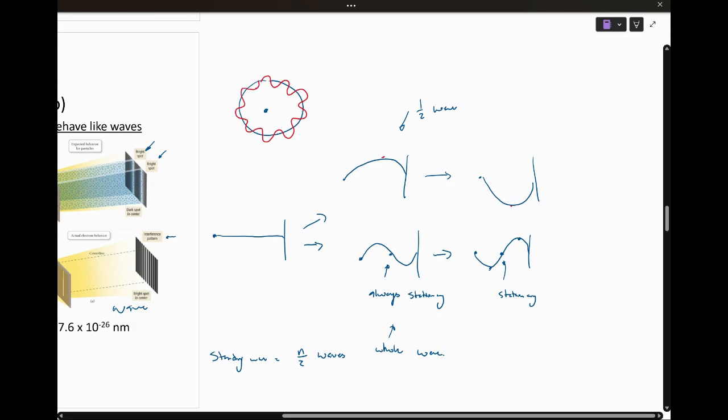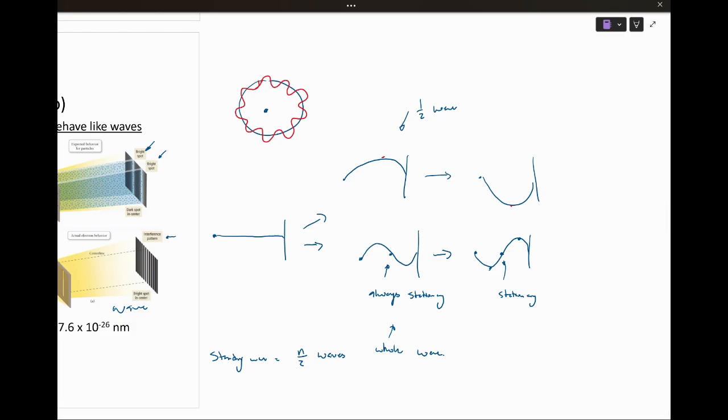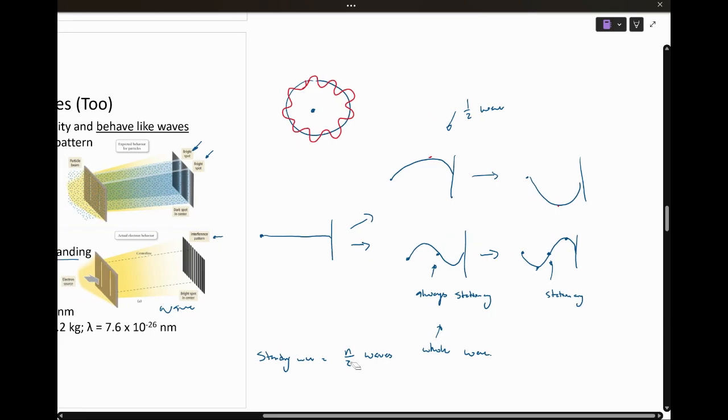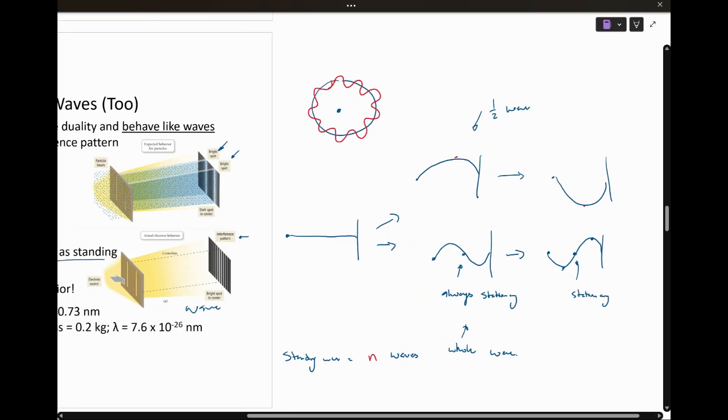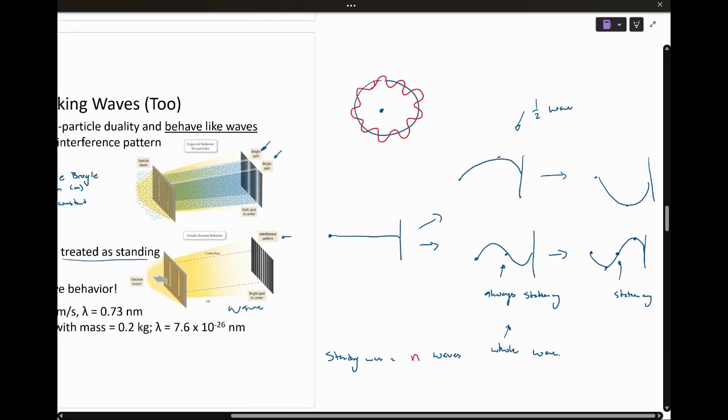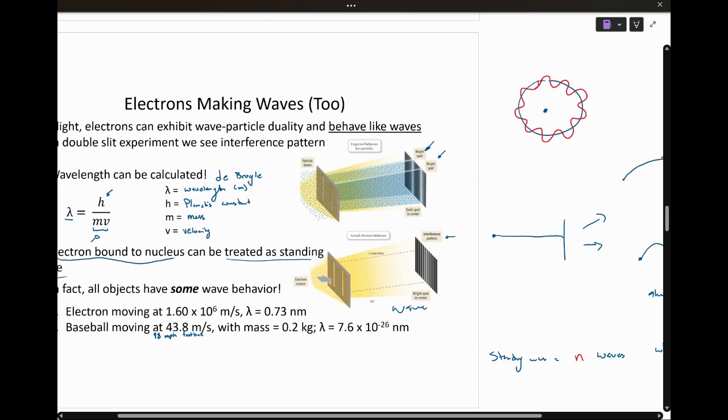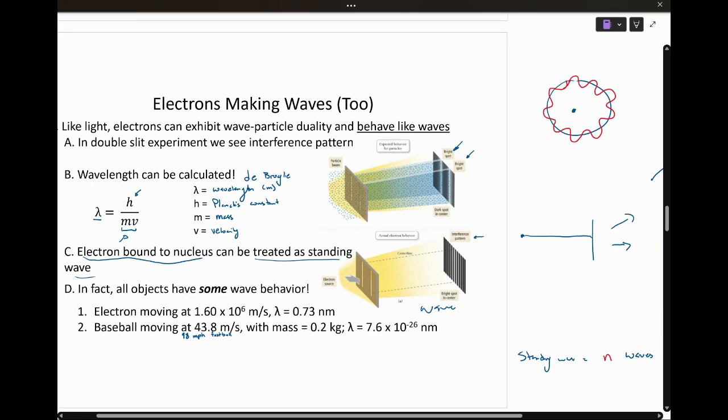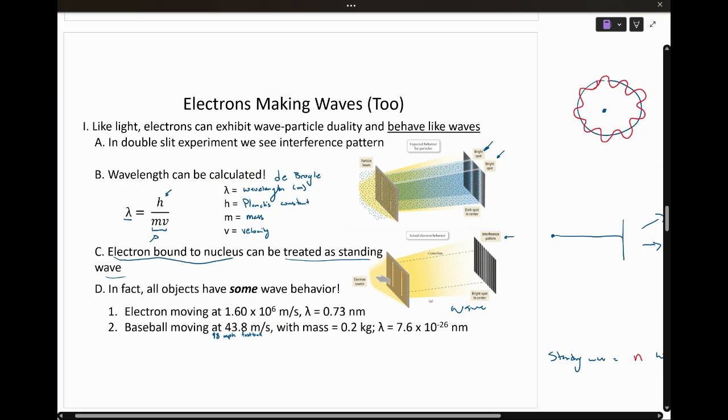orbit. So it's going to do some whole number of waves. So here, we'll restrict it to some n number of waves. I do believe the 1/2 is still a standing wave, but I think we make the distinction usually of full wavelengths. Okay? And it's not just electrons that have this state.